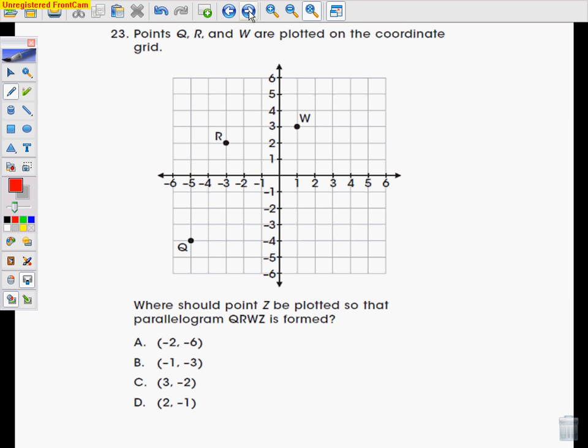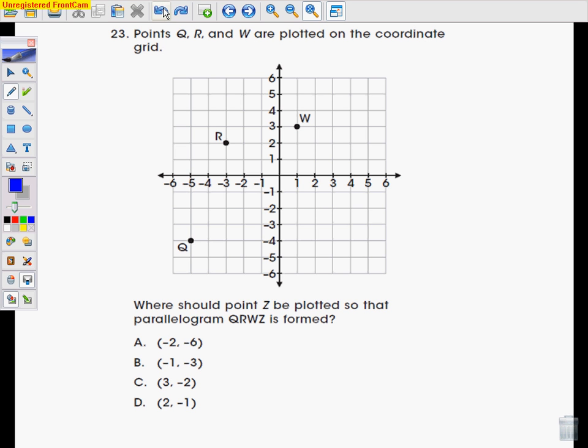Number 23, Q, R, and W are plotted on the coordinate grid. Where should point Z be plotted so that parallelogram QRWZ is formed? Now, first thing that you should realize about this one is you should know what a parallelogram is. A parallelogram is kind of like it sounds. A parallelogram has opposite sides parallel. Keyword is parallel. So, we want to plot all of these points and find out which of those make opposite sides to be parallel.